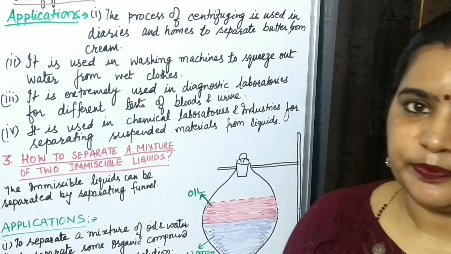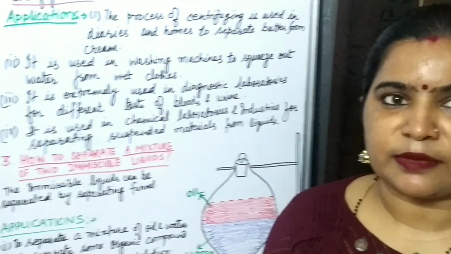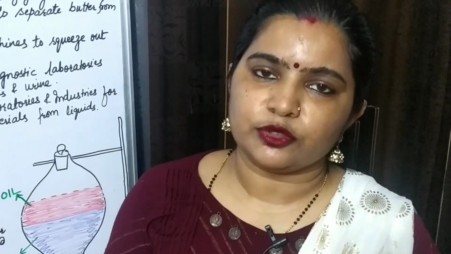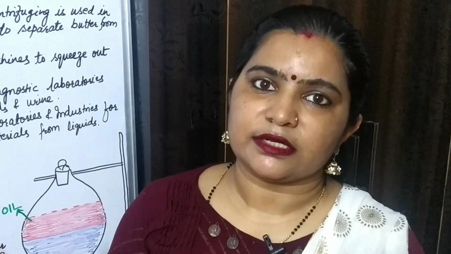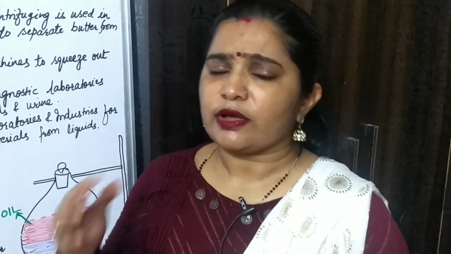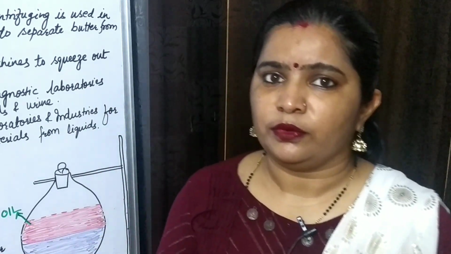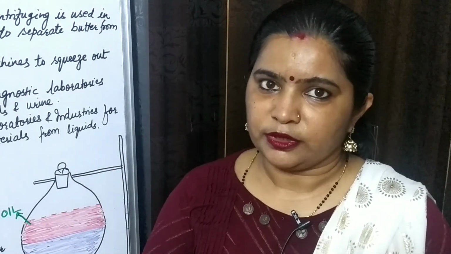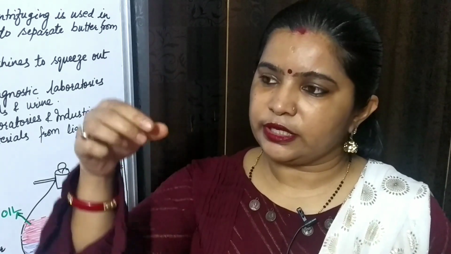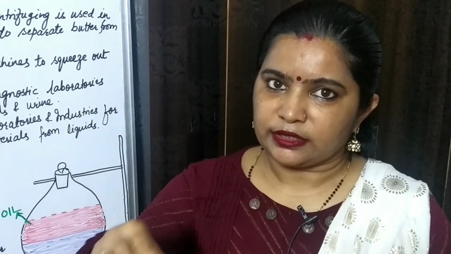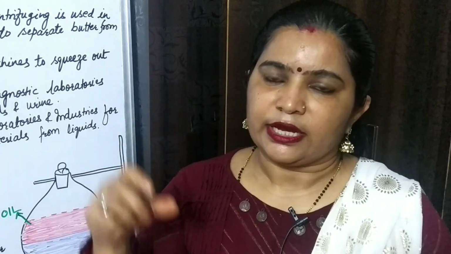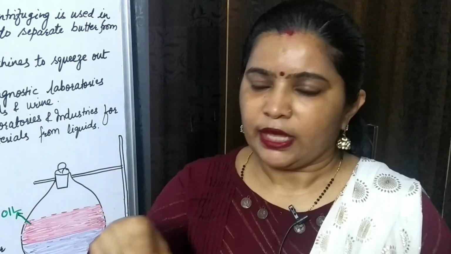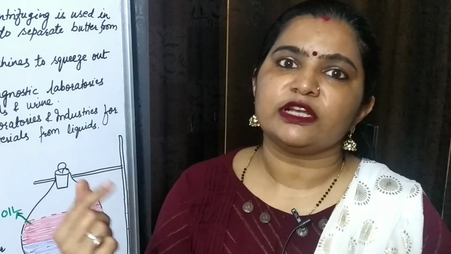Now I will explain the third point, diagnostic laboratories for different tests like blood and urine. Sometimes the doctor prescribes that you get your blood or urine tested, or your elders' blood or urine tested. Now have you ever thought how they do so? They take your blood or urine and keep it in a test tube. They make different solutions, keep them in the test tube, and put it in a centrifugal machine.